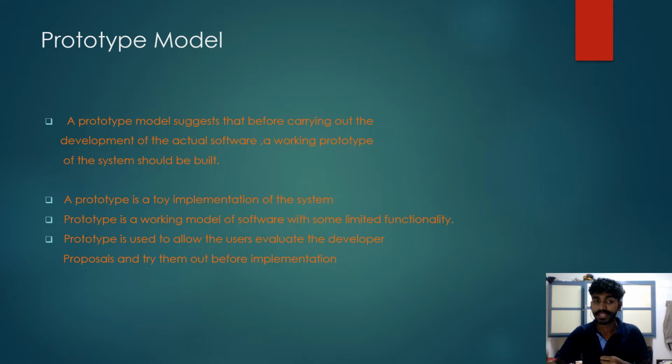What is the prototype model? A prototype model suggests that before carrying out the development of the actual software, a working prototype of the system should be built. A prototype is a toy implementation of the system. A prototype is a working model of software with some limited functionality. A prototype is used to allow the user to evaluate the development proposal and try it out before implementation.